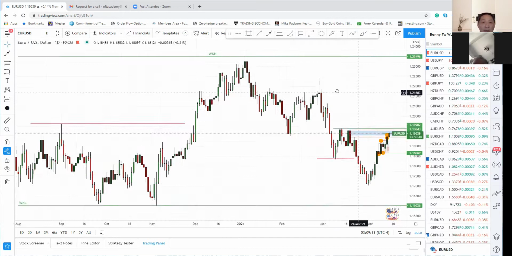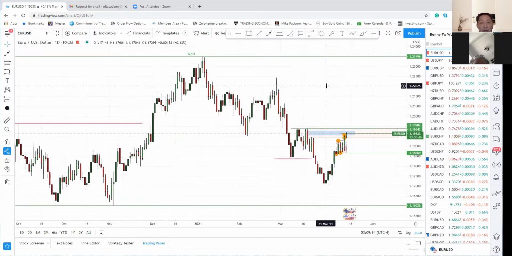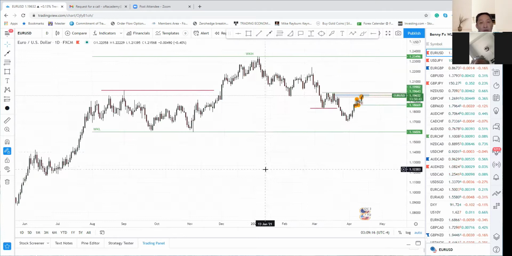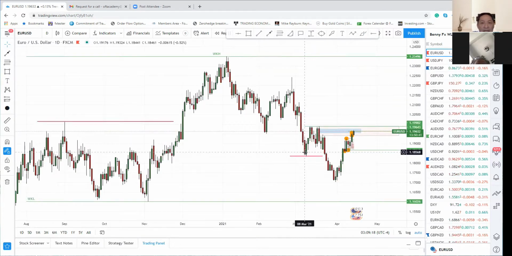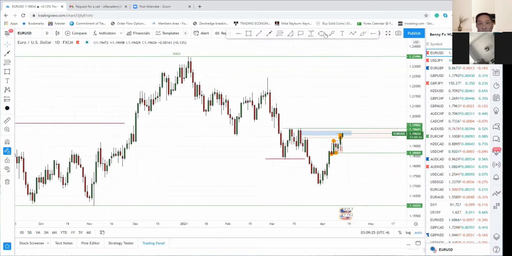So now let's take a look at this EUR/USD. If we take a look at this, this is a daily time frame. Now, what is the trend of this daily time frame? What is the trend of the daily time frame? It looks like it's... Lai, you can also chip in.